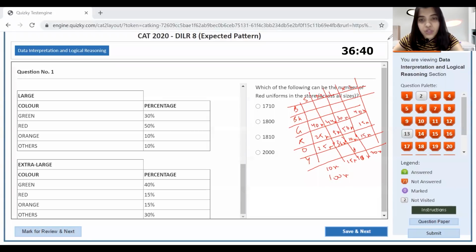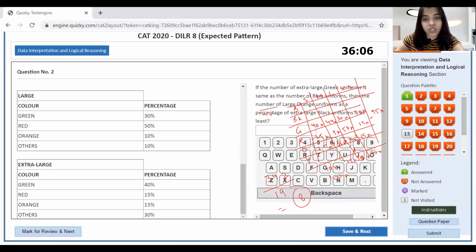Fine. So the first question is asking what can be the number of red uniforms in the stores across all sizes. Red uniforms, what is the total? 25, 5, 30, 30, 50, 80, 95x. Now it's asking what can be, so this has to be a multiple of 95. Let's divide the first option, 1710, by 95. 5 3s are 15, 4s are 20, 9s are 45, 19, 8s are. So the first is our answer, guys. We don't need to look further at the rest of the options.